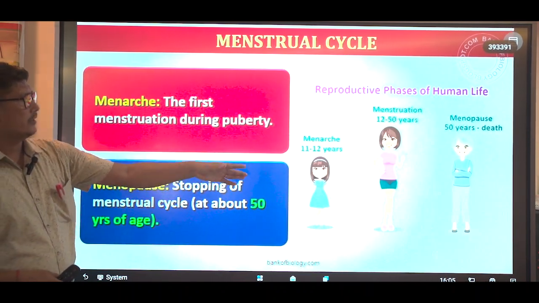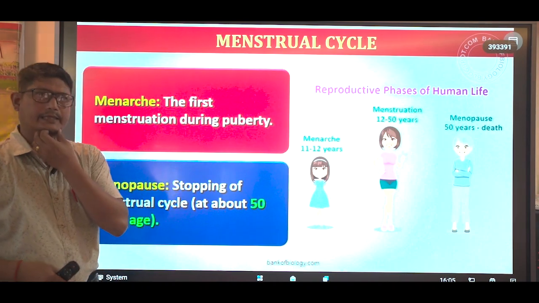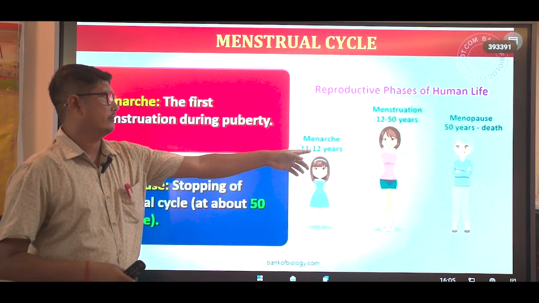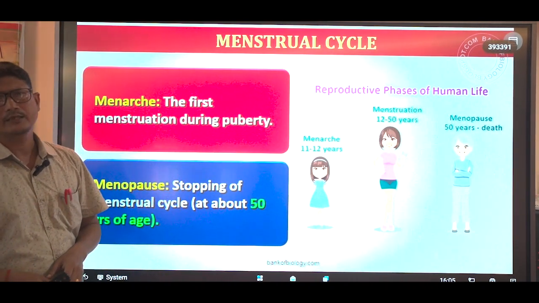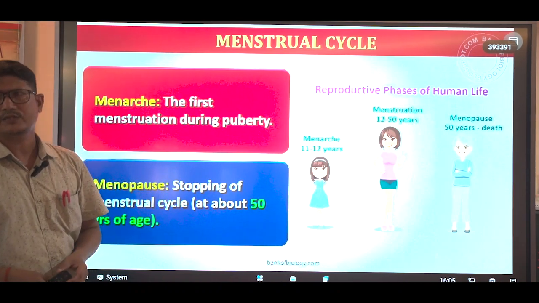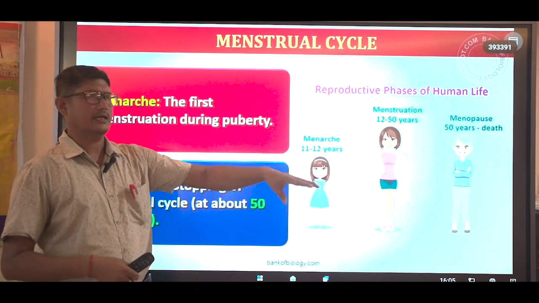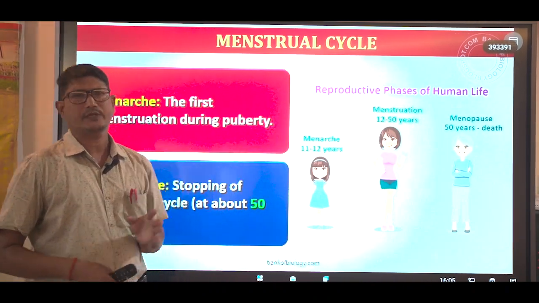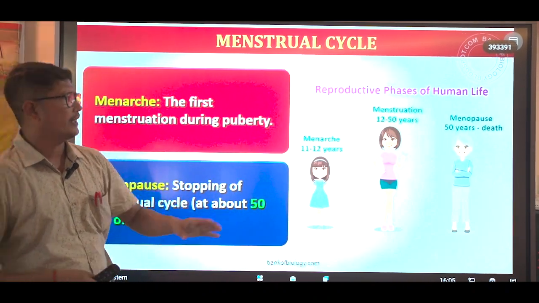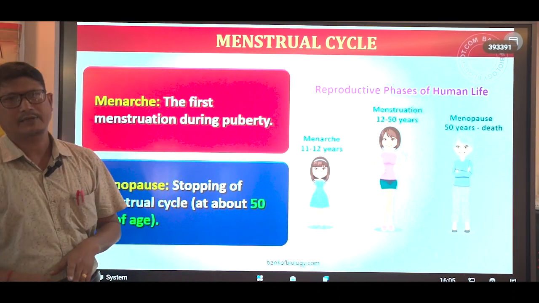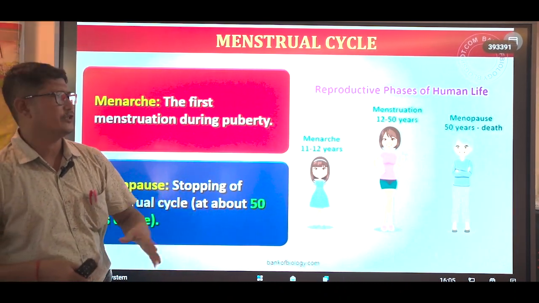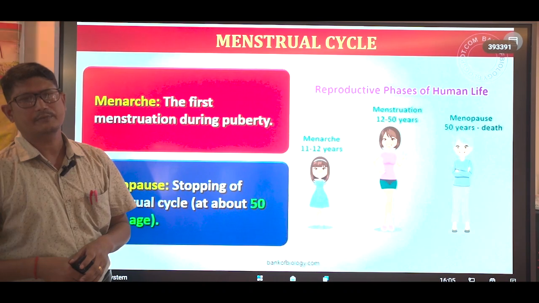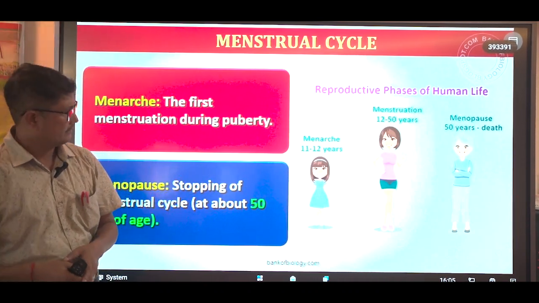Menarche is the stage when girls have reached puberty and the menstrual cycle begins. Then from 12 to 50 years they have this menstrual cycle, and by the time they reach the age of 50, they reach the menopausal stage where no menstrual cycle takes place.